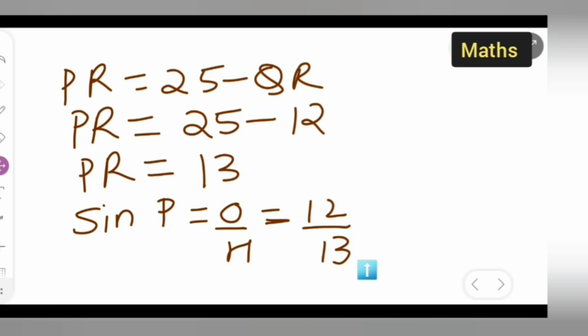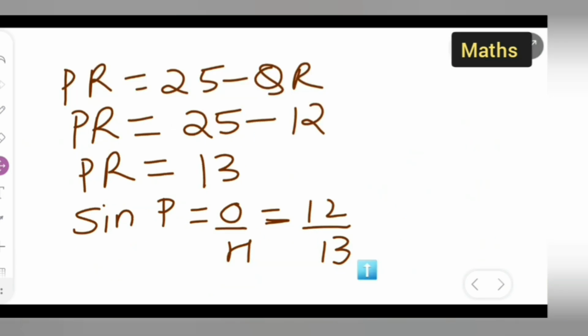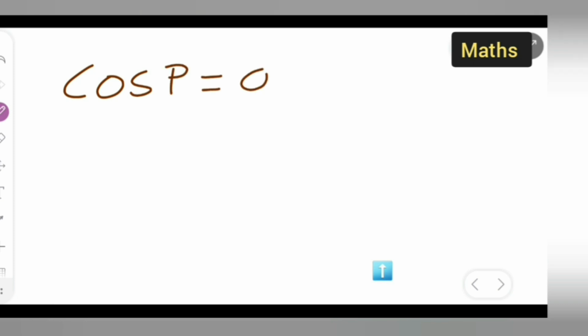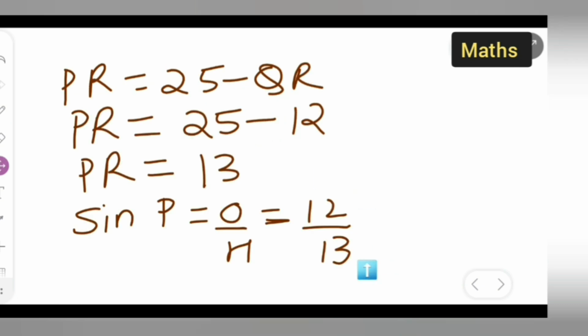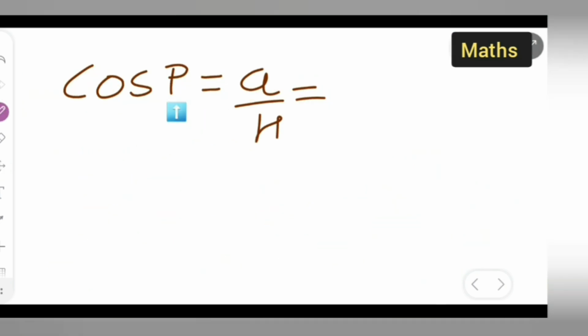Now we need to find cos P and then tan P. So let us find cos P, which is adjacent upon hypotenuse. Now what is the adjacent of P? Adjacent of P is PQ, that is 5, and the hypotenuse is 13. So 5 upon 13 will be your answer.